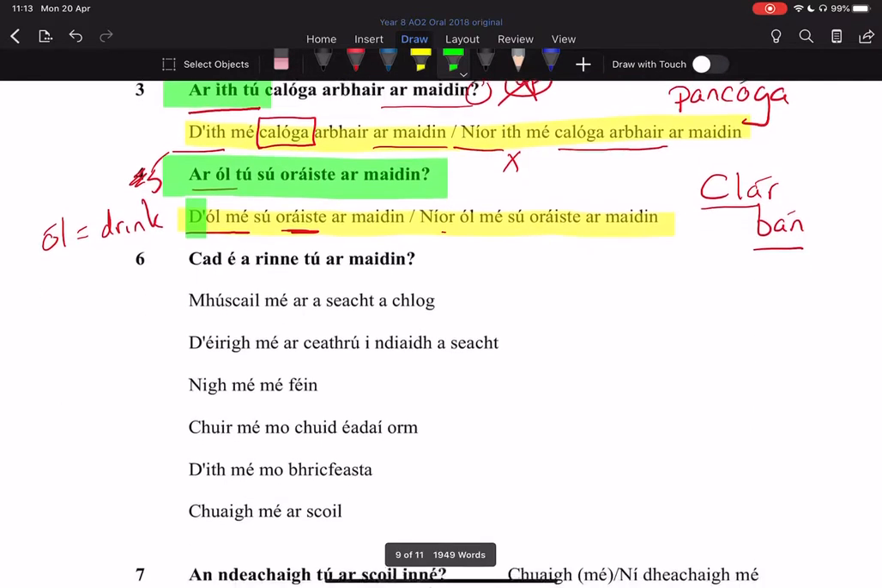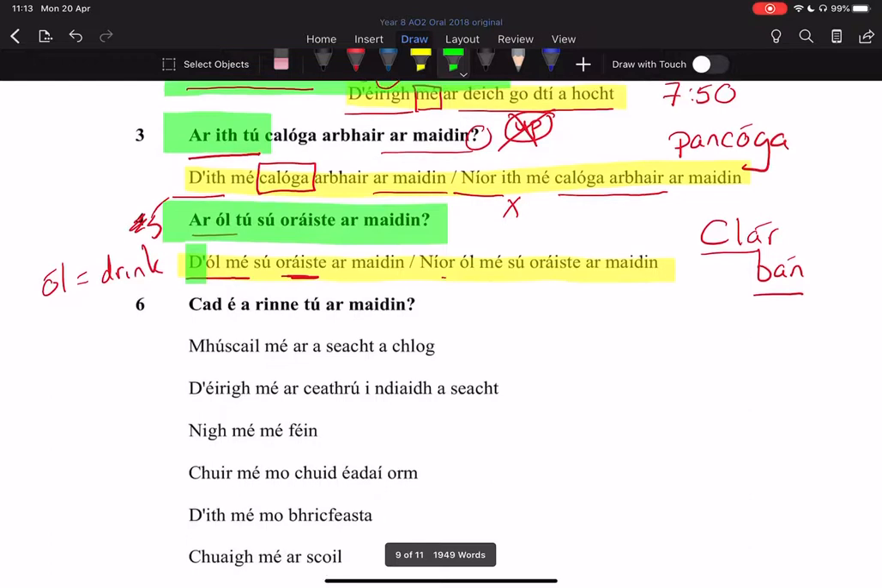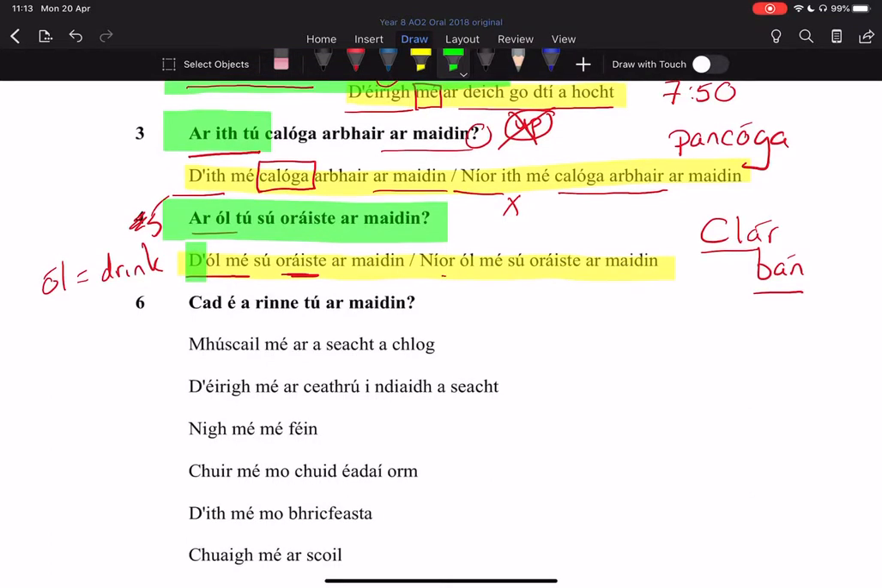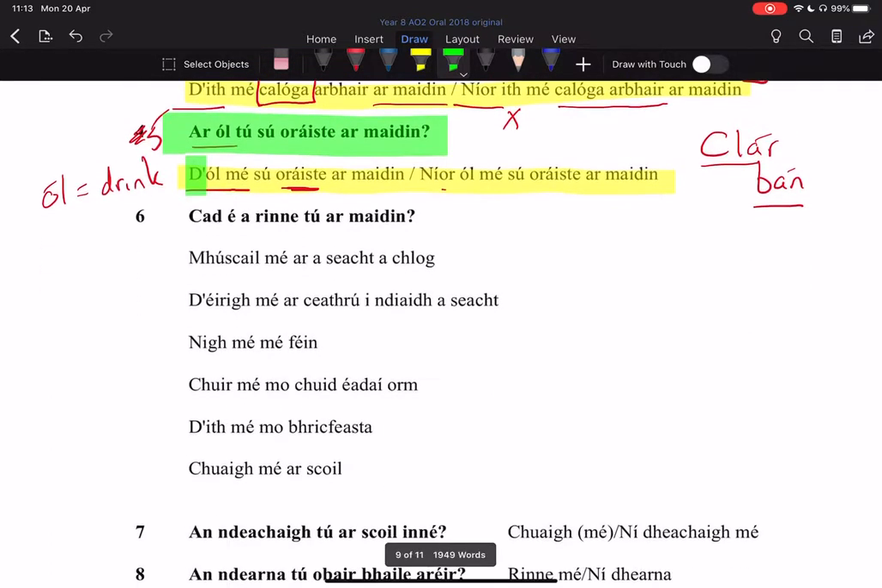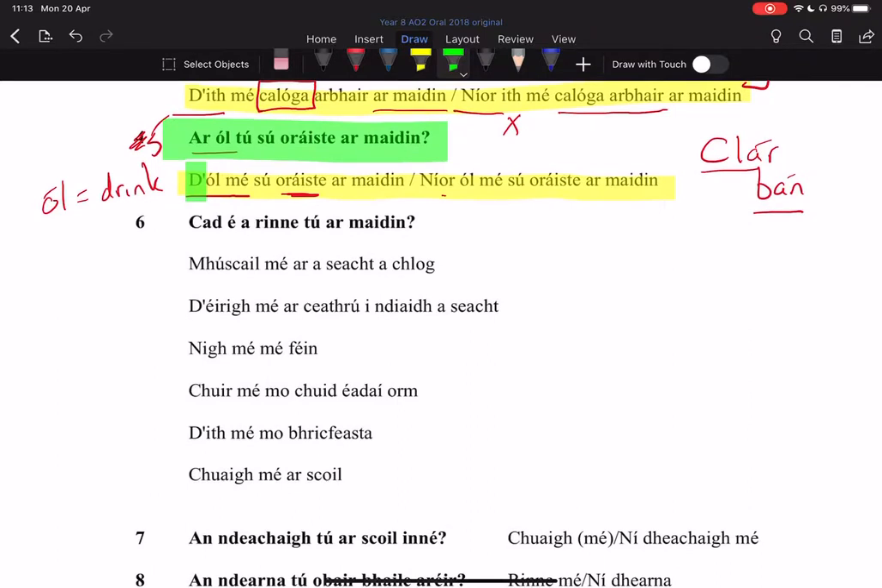So if we move on down then to our next question, Cad a rinne tú ar maidin? This one actually gives us quite a long description of our day, and the question is, what did you do this morning? What did you do this morning? And for this one, you can give a range of answers. For the example here, we have 1, 2, 3, 4, 5, 6 different answers, and a lot of these you will recognize before.